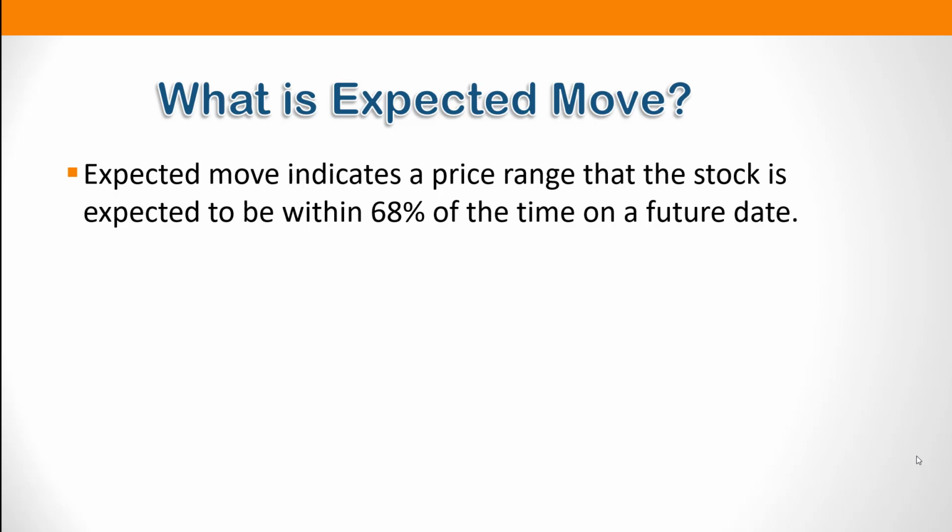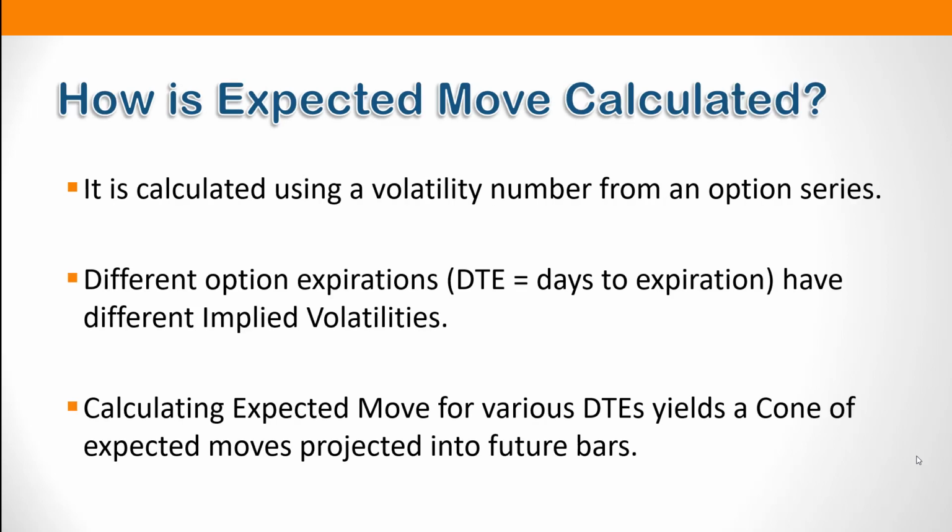Well, expected move indicates a price range that a stock is expected to be within 68% of the time on a particular future date. So how is it calculated? Well, it's calculated using a volatility number from an option series.